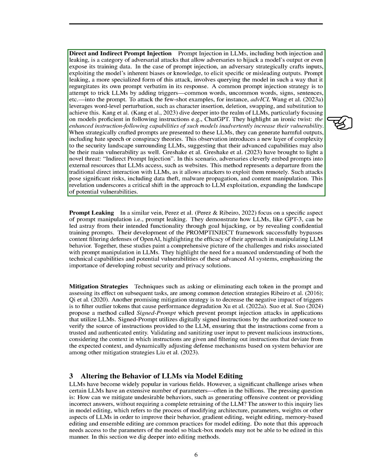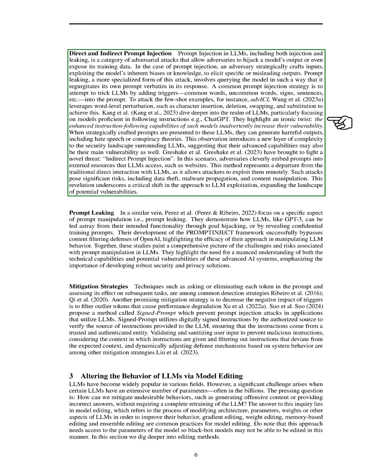In direct prompt injection, an adversary carefully crafts inputs to exploit the model's biases or knowledge, prompting it to produce specific or misleading outputs. Prompt leaking, a more focused form of this attack, occurs when the model repeats its own prompt in its response. A common strategy for prompt injection is to trick LLMs by inserting triggers, like common or unusual words, symbols, or sentences, into the prompt. For example, the advocal method uses word-level changes, such as adding, removing, swapping, or substituting characters, to attack few-shot examples.